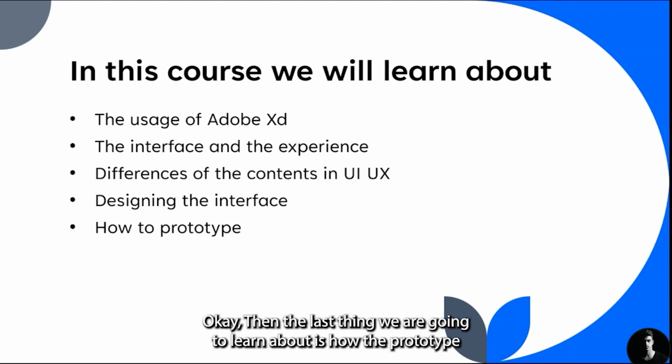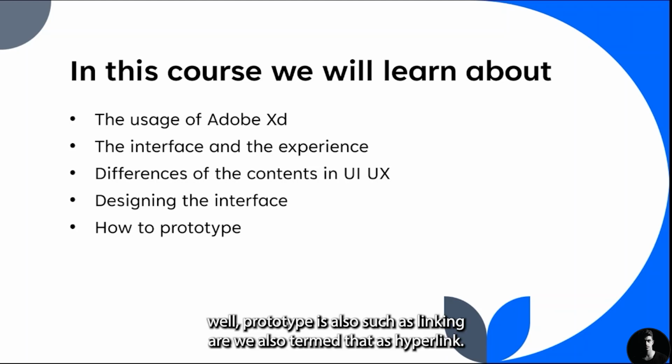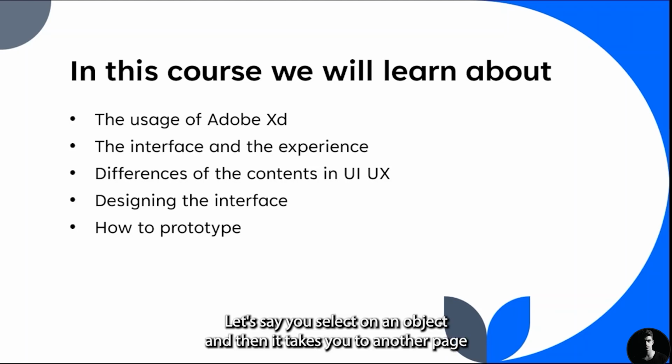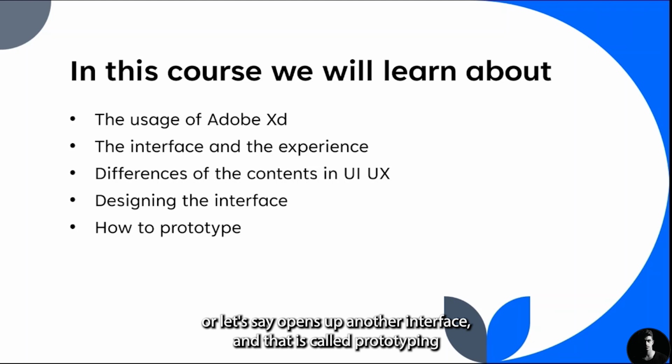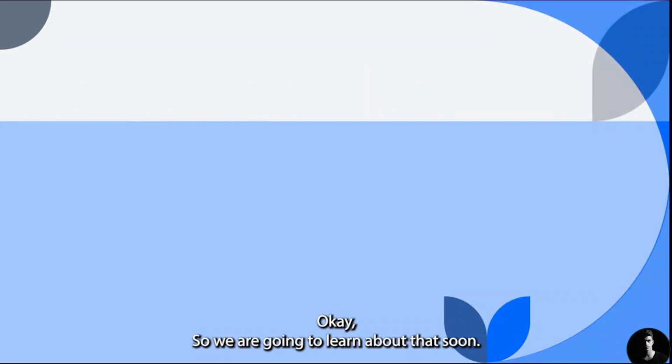Then the last thing we are going to learn about is how to prototype. Prototyping is also linking, or we also term that as hyperlink. Let's say you select an object and then it takes you to another page, or opens up another interface. That is called prototyping in UI and UX, okay? So we are going to learn about that too.